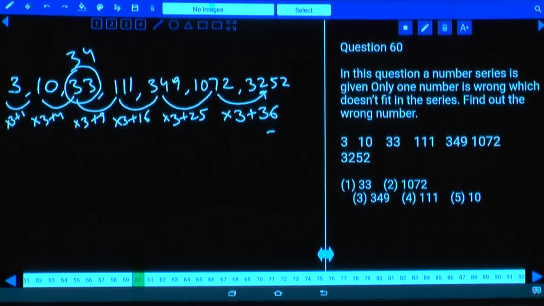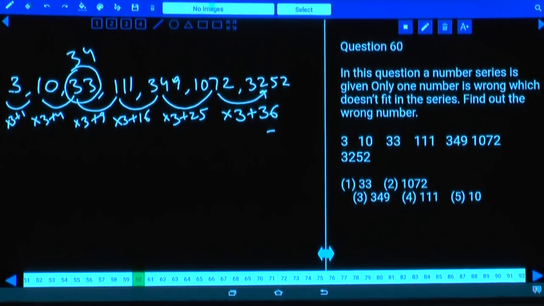Is that right? 111 is the answer. Hence, what is the wrong number here? 33 is the wrong number. 34 is the correct number. Choice 1 is the answer.